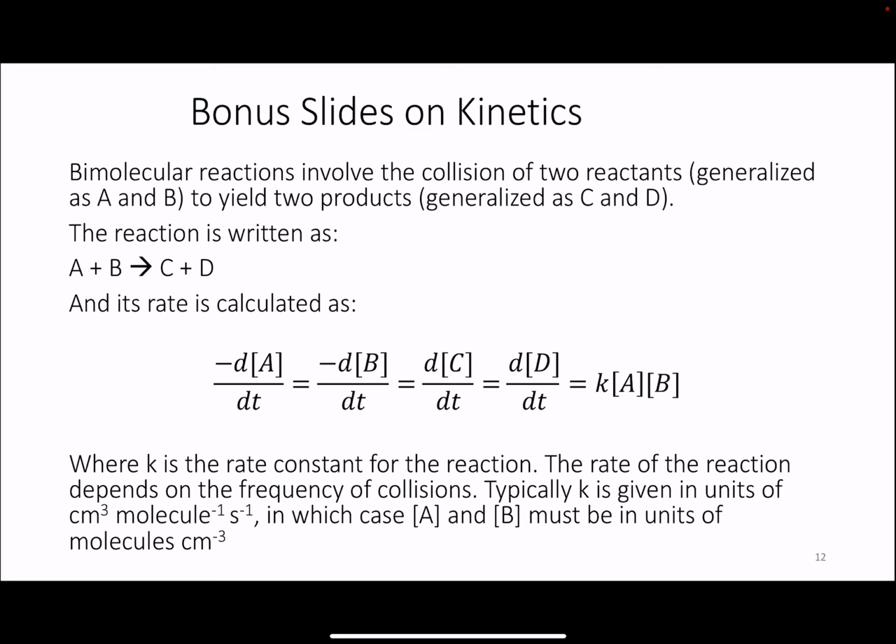Note the minus sign has fallen away here. Which is equal to the production of D as a function of time, which fundamentally, the most useful part of this, is equal to the reaction rate constant K times the concentration of A times the concentration of B. This K is a rate constant for a reaction that's determined in a laboratory. It's typically given for a reaction like this in units of centimeters cubed per molecule per second. So you should recognize that in this case, the concentrations of A and B must be in the number density form, so molecules per centimeter cubed.